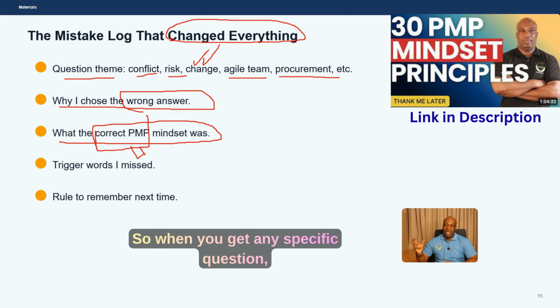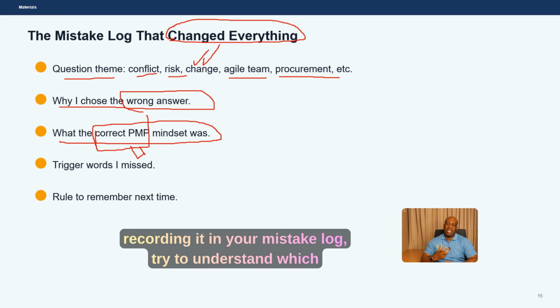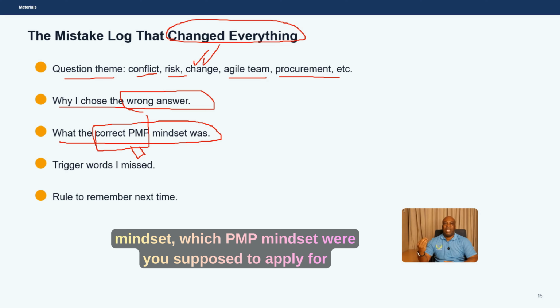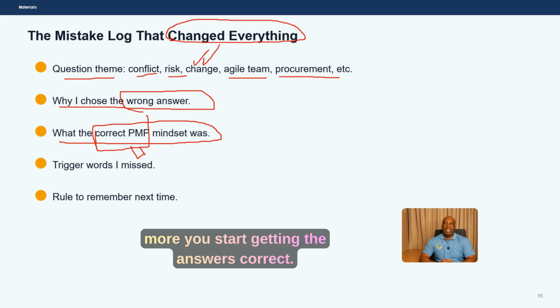So when you get any specific question wrong, record it in your mistake log. After recording it in your mistake log, try to understand which PMP mindset you were supposed to apply to get that question correct. So the more you practice on that, the more you start getting the answers correct.